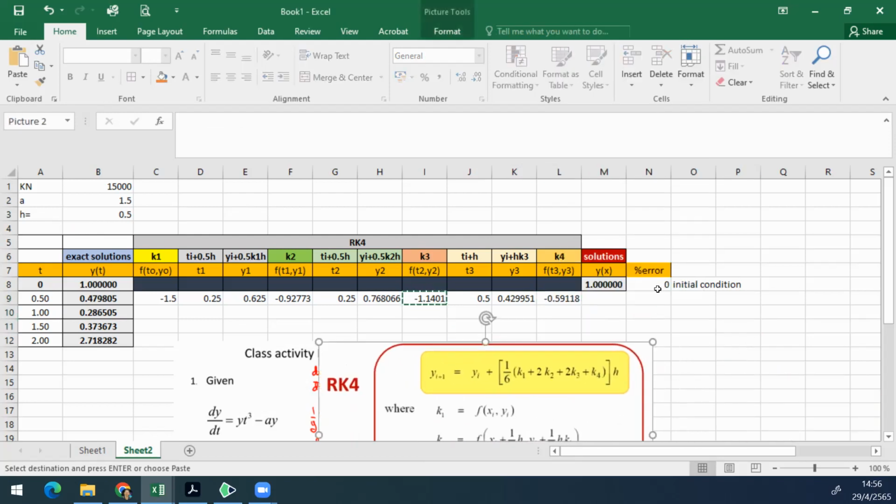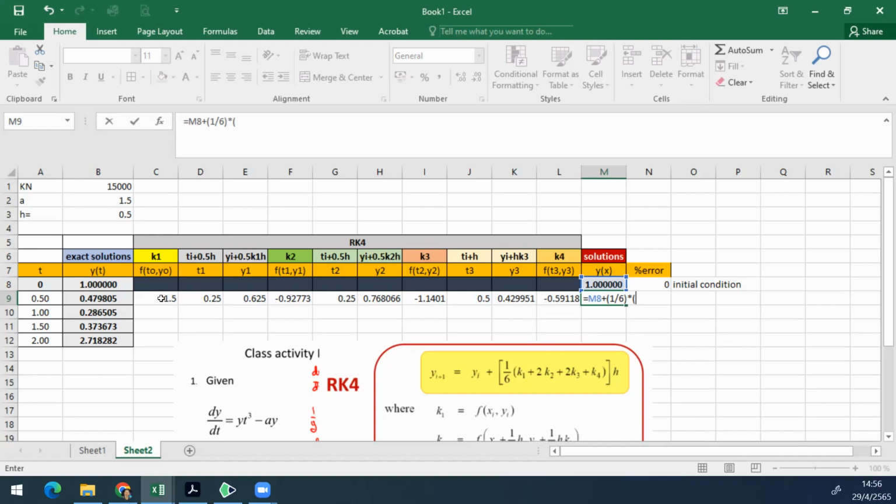And the final one, y i plus 1, becomes what? It becomes yi plus 1 over 6 times K1 plus 2K2 plus 2K3 plus K4, times h. We have this value, right?